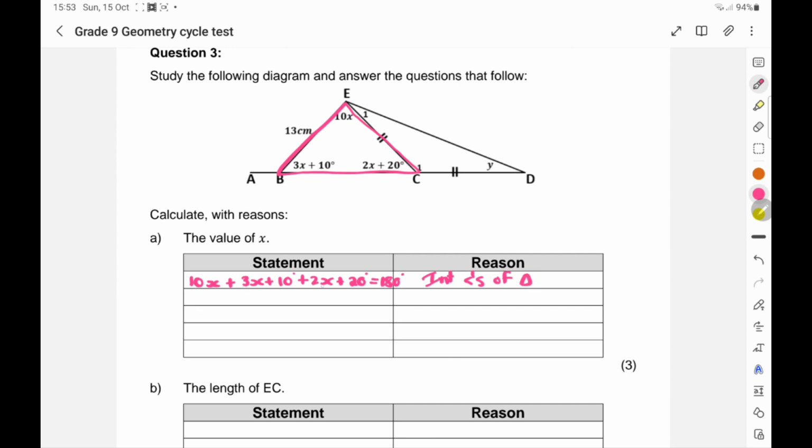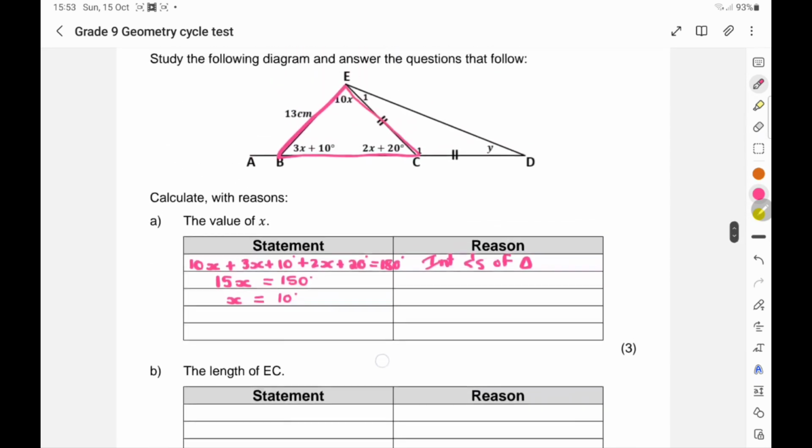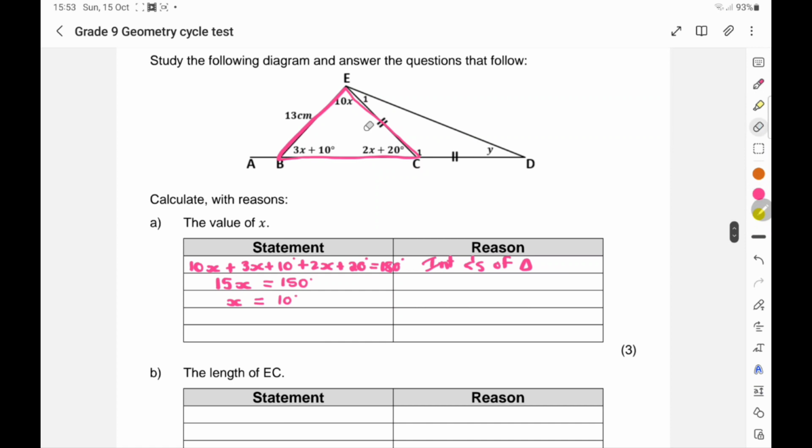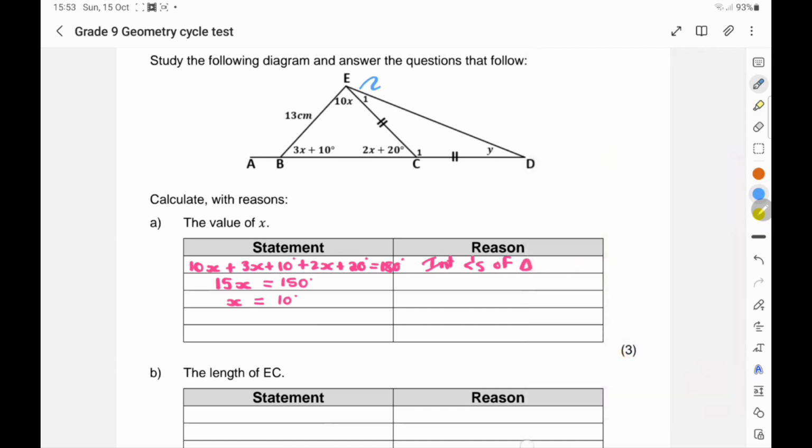So 10 plus 3 is 13, 14, 15x plus 10 plus 20 is 30. Is equal to 150 if I deduct it on the other side. So x is equal to 10 degrees. Okay, now they say to calculate the length of EC. So let me just clear up here. And EC is over here.